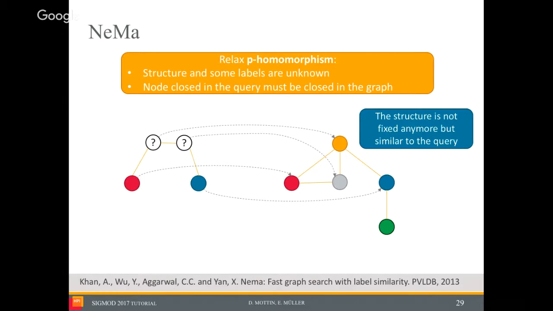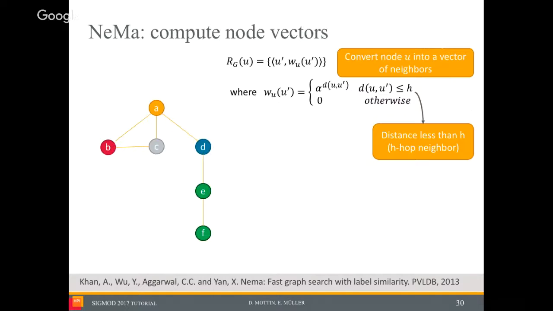Okay, so the structure is not fixed anymore. The best match in the case of NEMA is the subgraph isomorphism, but actually you can have flexible versions, because you don't require anymore to have the objectives of subgraph isomorphism. So the idea here is to exploit neighborhood. I'm sorry, I have to go faster because otherwise we will not end up.